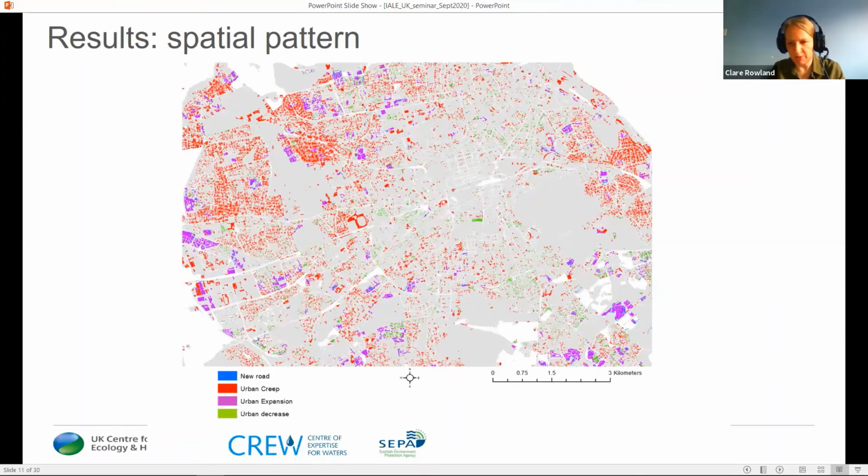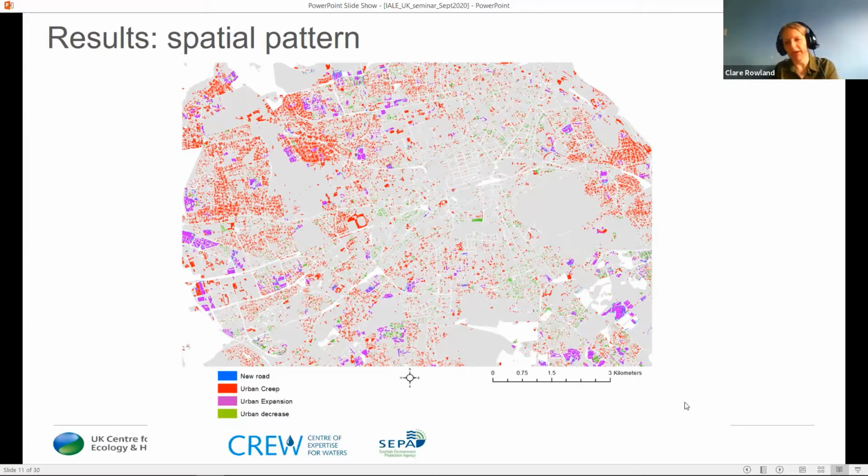Because our data is spatial, we can map it across Edinburgh, so we can see where the big changes are. We can see where we're getting most of the urban creep. We can see where we're getting new roads. It doesn't show up very well, but you can see there's areas of urban decrease as well. That's what used to be Edinburgh Royal Infirmary in the centre of Edinburgh, and it's now been regenerated into really expensive housing apartments. You can also see areas of urban expansion round the edge of Edinburgh as well.